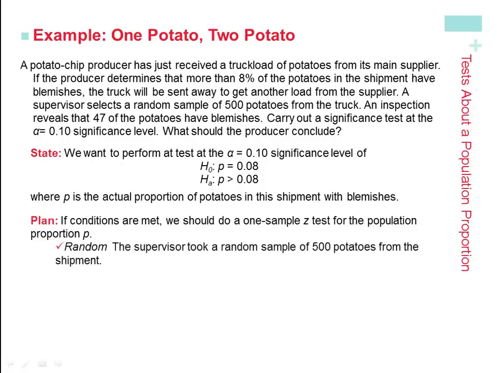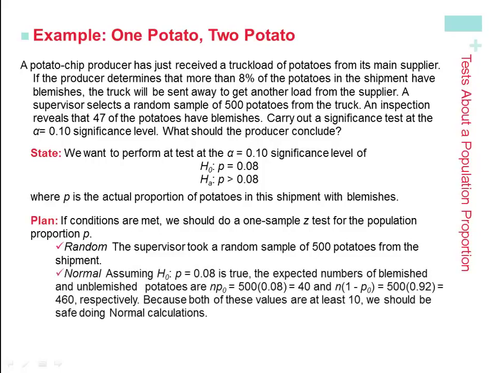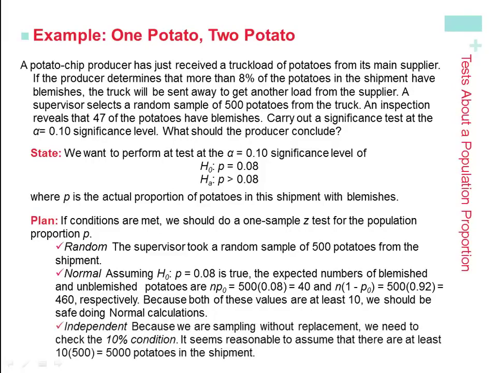It is random. The supervisor took a random sample of 500 potatoes from the shipment. Checking the normality so I can do my normal calculations. N times p naught, 500 times 0.08, is 40, and n times 1 minus p naught ends up being 460. Both of these values are greater than or equal to 10, so we have no problem in doing our normal calculations. Independence. Because we are sampling without replacement, we do need to check the 10% condition. It would seem reasonable to assume that there are at least 5,000 potatoes in the shipment.